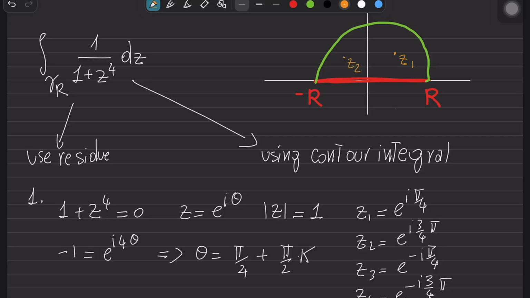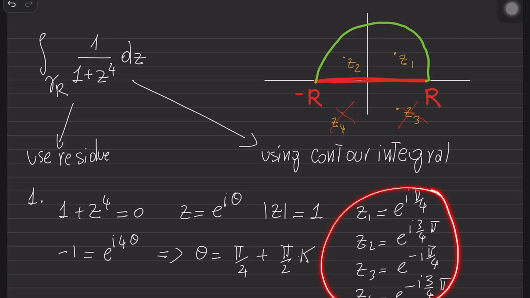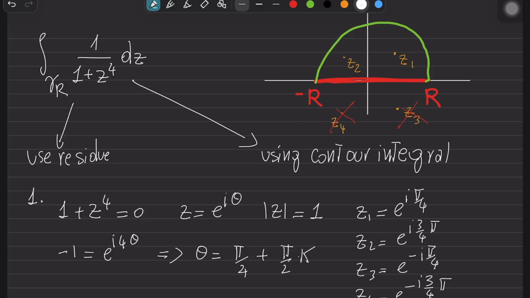The others are going to be the complex conjugates, so here's going to be z3, and on the other side z4. These two actually don't matter, so we can just forget about them because they are outside of our contour, okay? So the only two that matter are z1 and z2. And since we have 4 different solutions for our equation, our function has 4 poles of order 1 at these points, okay? So by the residue theorem, I can do this calculation.